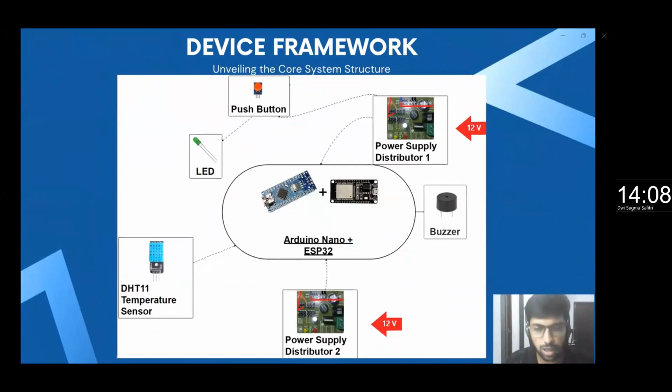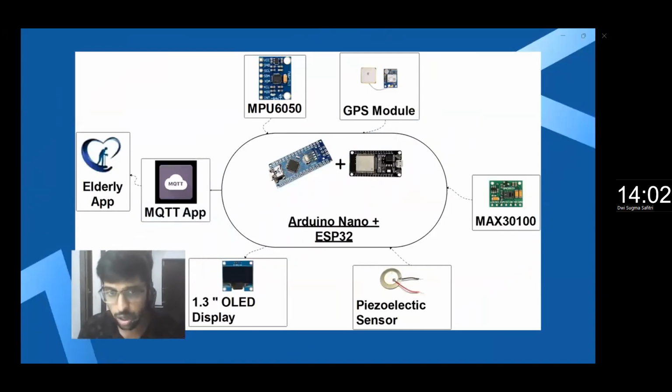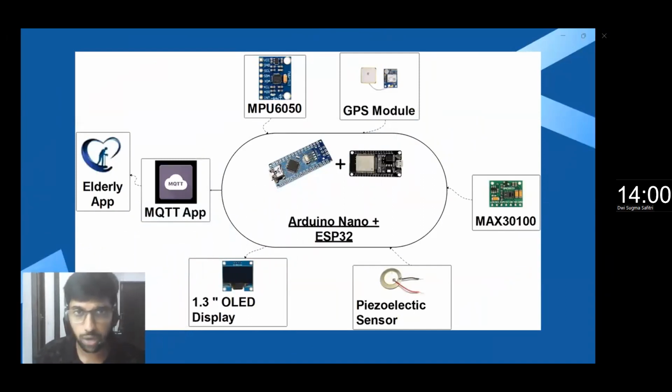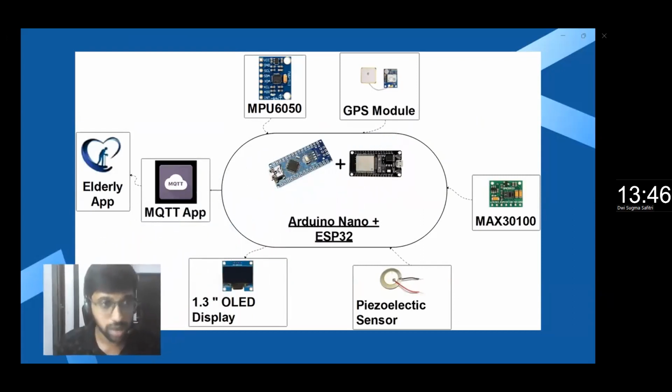A DHT11 temperature sensor is also connected to the central processing unit. You can also see over here a MAX30100 pulse rate and oxidation sensor is connected to the central processing unit. MPU6050 is also connected to the central processing unit. A GPS module and a piezoelectric sensor are also connected. And the output of the central processing unit is displayed on the 1.3 inch OLED display, and it is also pushed to the MQTT app, which further publishes the output in the elderly app.